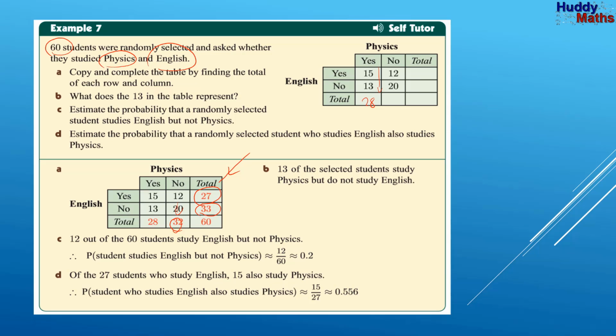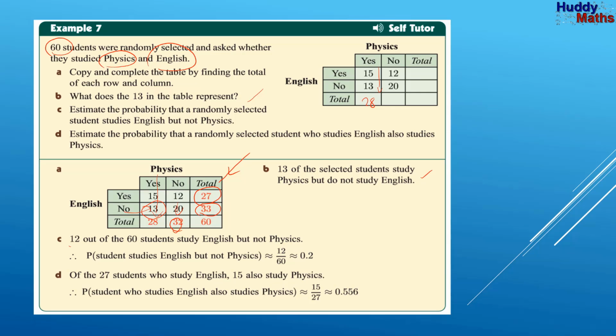What does 13 in this table represent? Okay, 13 of the selected students study physics. Let's have a look. 13, there it is. 13 of them study physics but do not study English. 13 is this one here. Yes, it's under yes for physics, but no for English. So you've got to learn to read the table of what box everybody's in, because it's a 2 variable thing, isn't it? English and physics. 2 different variables they're measuring, and it's discrete data. They're either yes or no for physics and yes or no for English, but there are 2 things being measured here.